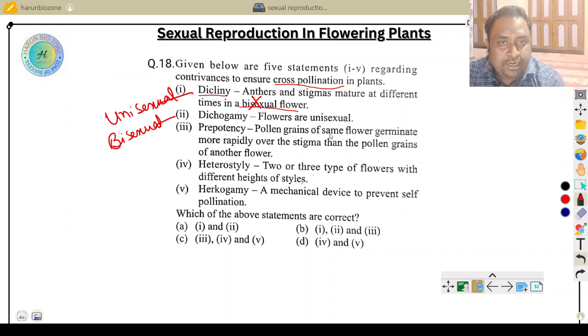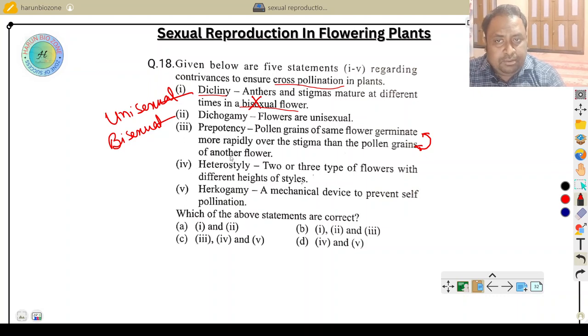Prepotency: pollen grains of the same flower germinate more rapidly over the stigma than the pollen grains of another flower. Now this is just opposite. The pollen grain of another flower germinates on the stigma faster than the pollen grain of the same flower. Okay, just opposite.